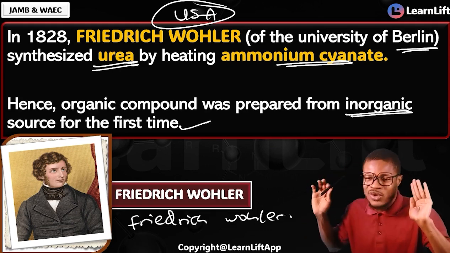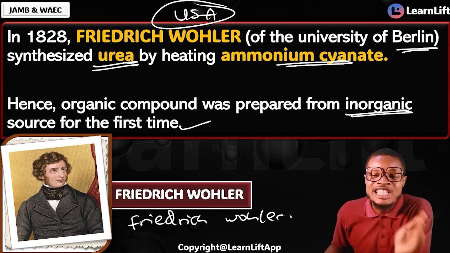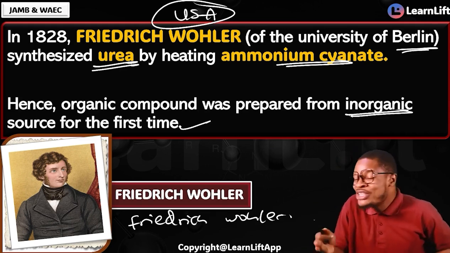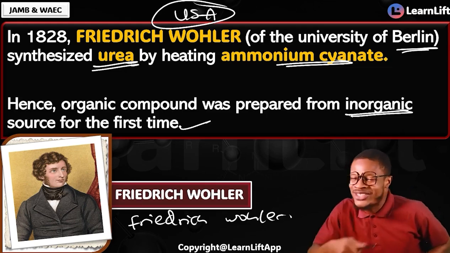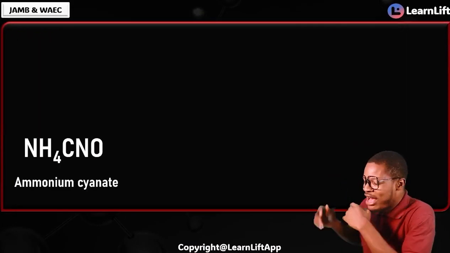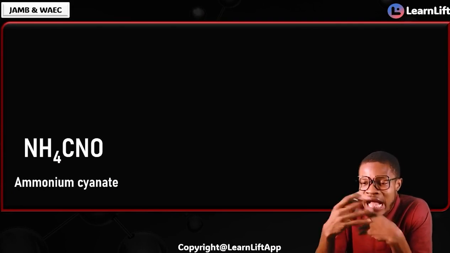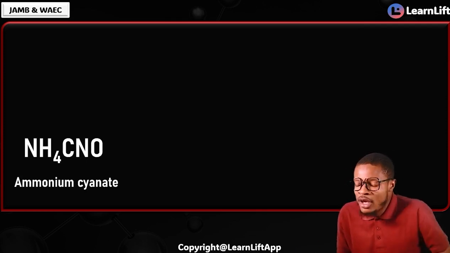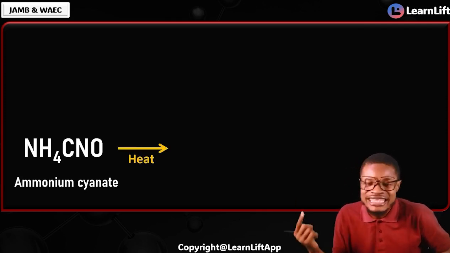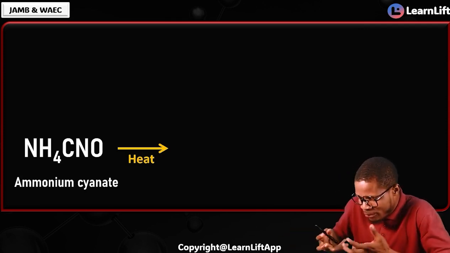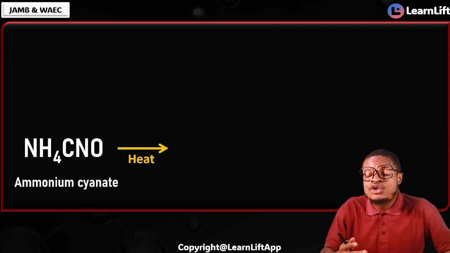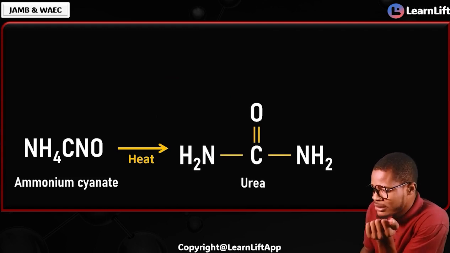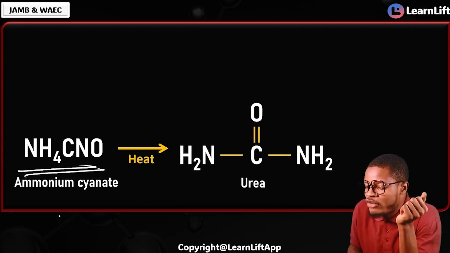Friedrich Wöhler. Now listen to the question: who was the person that disproved the theory of vital force? Friedrich Wöhler. What did he do? He synthesized urea by heating ammonium cyanate. Look at this: this is your ammonium cyanate. What's the formula for ammonium cyanate? Ammonium NH4, cyanate CNO. What he did was carry ammonium cyanate and heat it. When you heat ammonium cyanate, it is going to break down into urea. Now come with me. In ammonium cyanate, what's the formula?